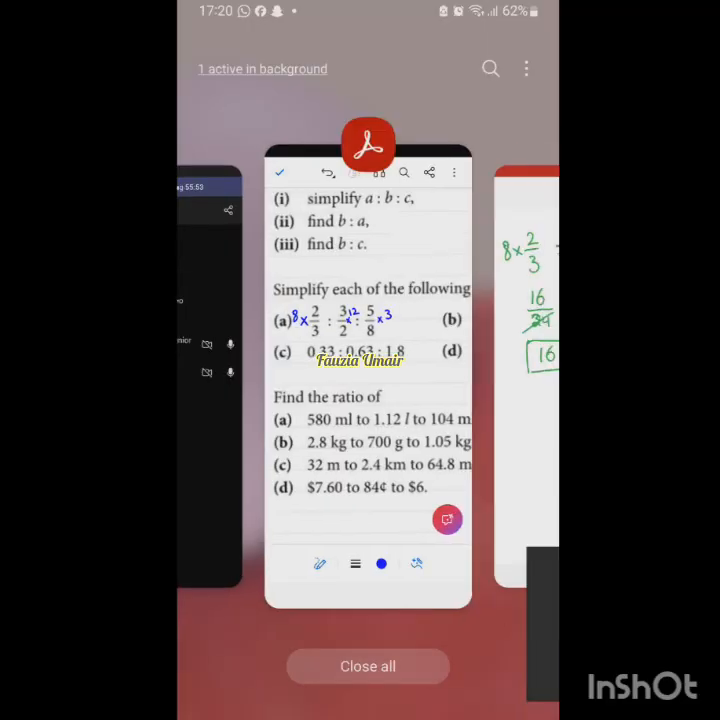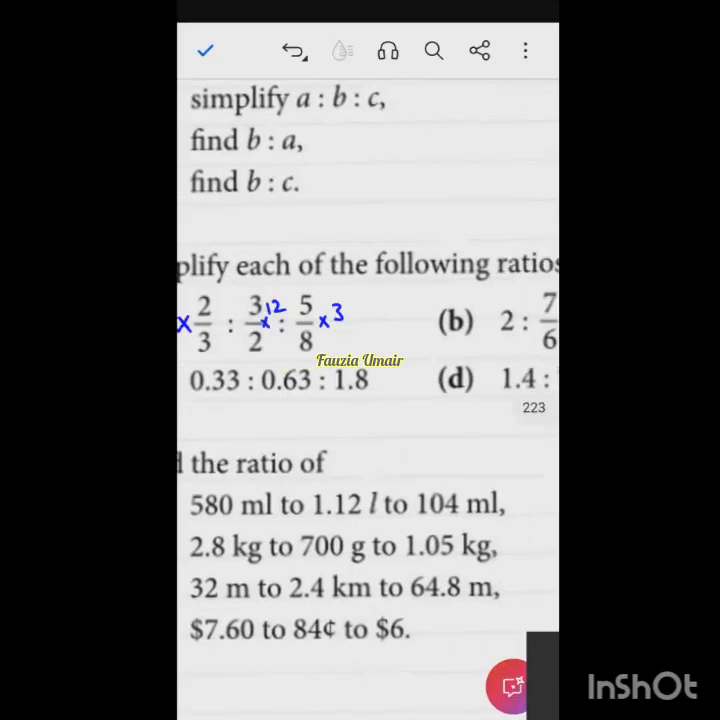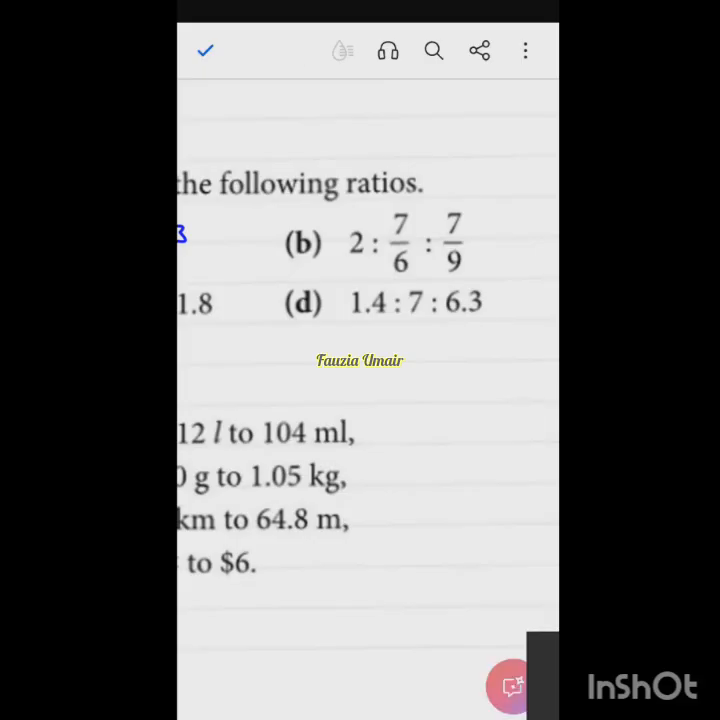So do you want to discuss the other three parts also? Ma'am, if you can. Yes, I can. Why not? So what about B part? What is the fraction here? It's 1, right? So what is the LCM of 6 and 9? 6 and 9, so I can find it, right?